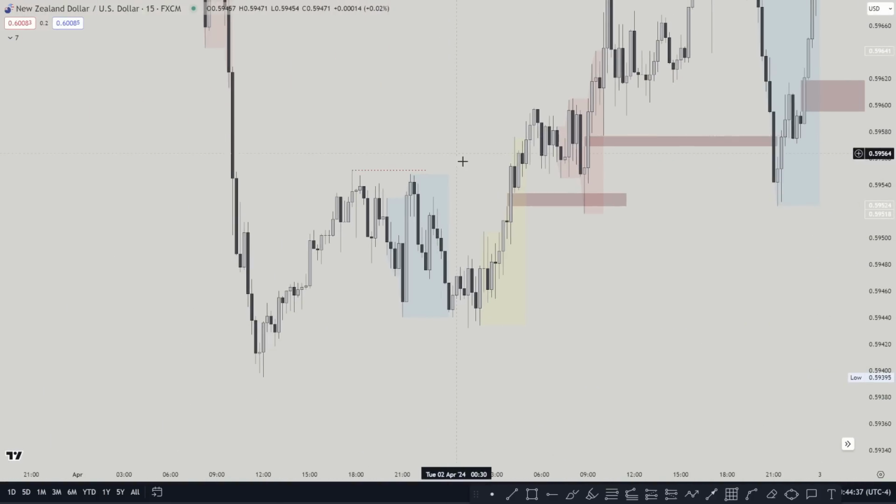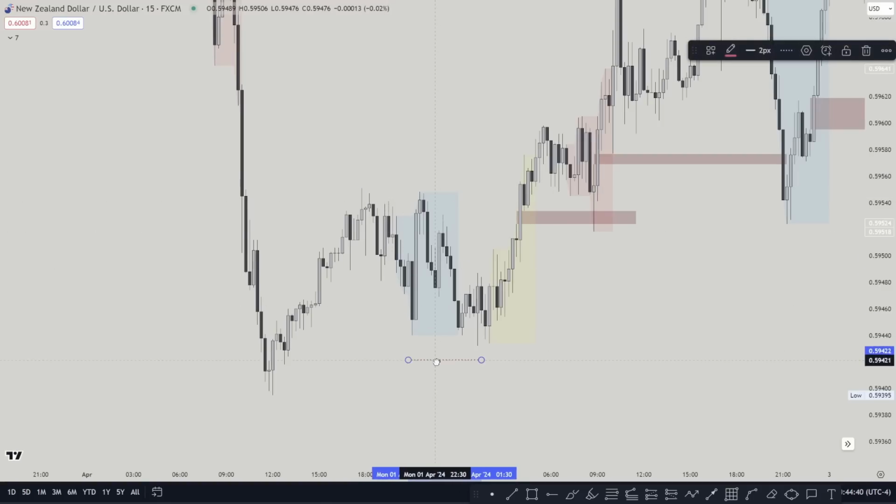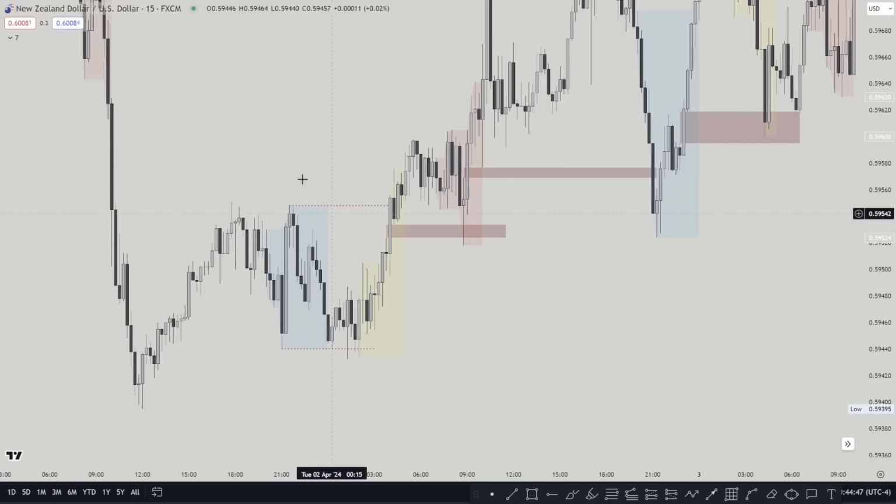It failed to close above. Then what happened? It took this low. There you go. That's the low taken. And then what happened? It closes above the high. So that for me is a market structure shift.